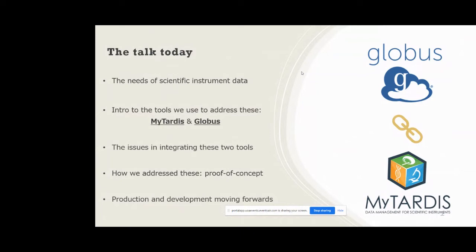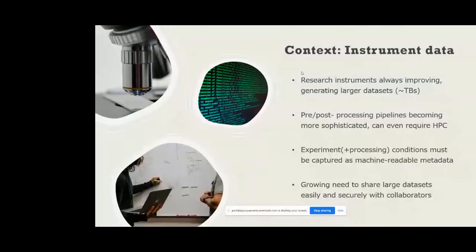Of course, as the instruments get bigger and bigger, so does the processing of this data. Pre and post-processing pipelines are more and more sophisticated, and they even require HPC nowadays before you have a science-ready data set. Of course, we're doing science and research. Everything should be reproducible, and that means capturing all of the experimental conditions and processing conditions in machine-readable metadata so that we can have all of that information in the future. And there's a growing need to share all of this data with collaborators that may be around the world. We're all on Zoom. We all know things are going digital and borders are breaking down.